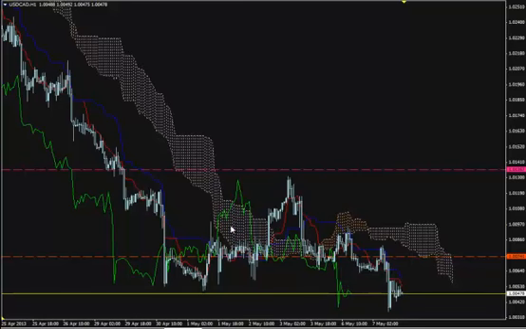Although we had a horizontal arrangement of the Kumo for a while, we now have a clearly downward move again, with many sideways moves. Those moves were responsible for our sore stomach I mentioned earlier.